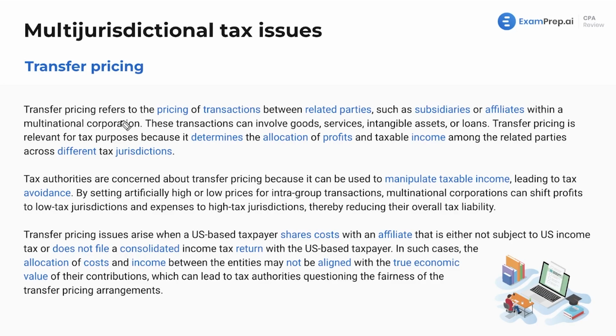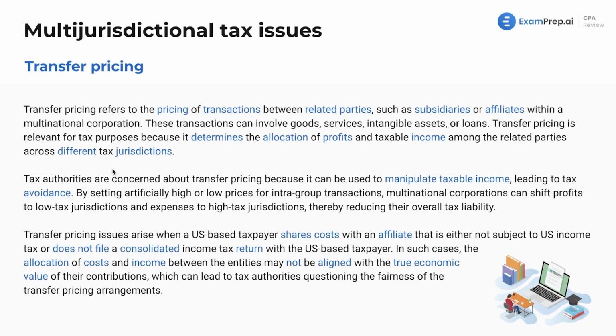But transfer pricing refers to the pricing of transactions between related parties such as subsidiaries or affiliates within a multinational corporation. These transactions are going to include goods, services, intangible assets, or loans. And transfer pricing is relevant for tax purposes because it determines the allocation of profits and taxable income among the related parties across different tax jurisdictions.